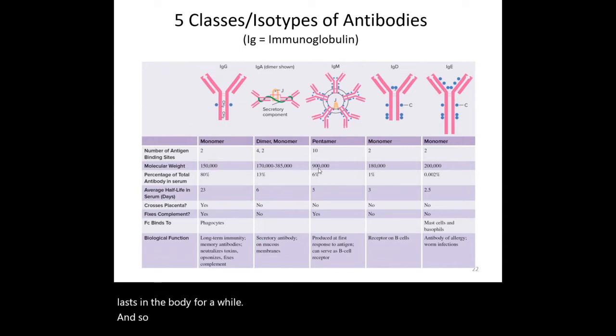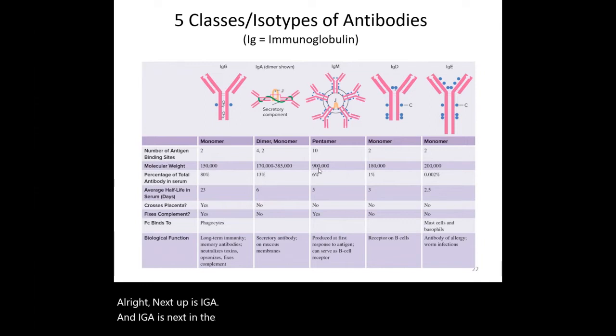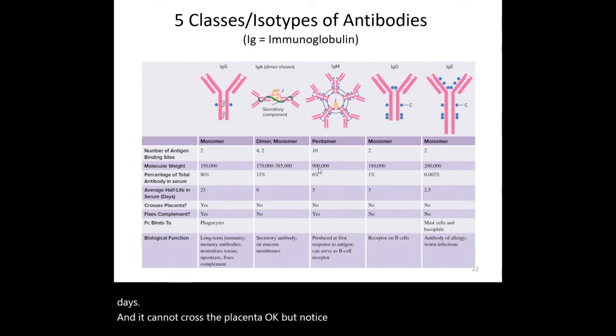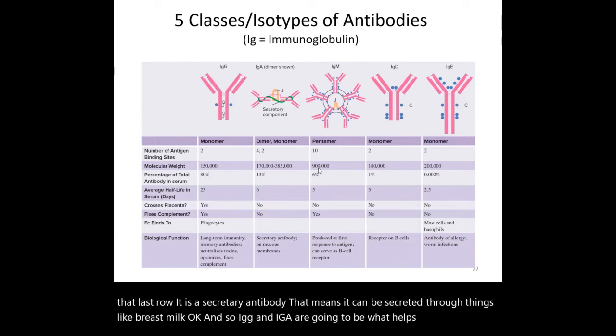And so IgG is going to have a role in opsonization and neutralizing toxins and helping to initiate the complement system. All right, next up is IgA. And IgA is next in the percent of total antibody in the serum, and also for the half-life in days. And it cannot cross the placenta, but notice what its big function is in that last row. It is a secretory antibody. That means it can be secreted through things like breast milk. And so IgG and IgA are going to be what helps protect newborns and infants.